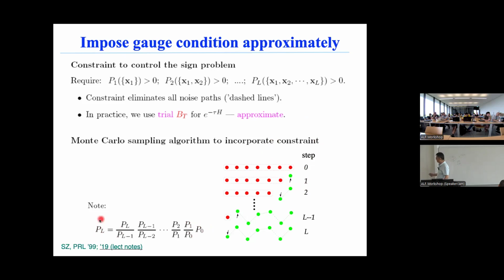This is the thing you normally would sample in BSS. I'm writing it in this conditional set of probabilities: P0 times P1 over P0, P2 over P1. Now you notice that they all cancel, so you just get PL in the end. Right? So this is correct. You're sampling in the end PL.